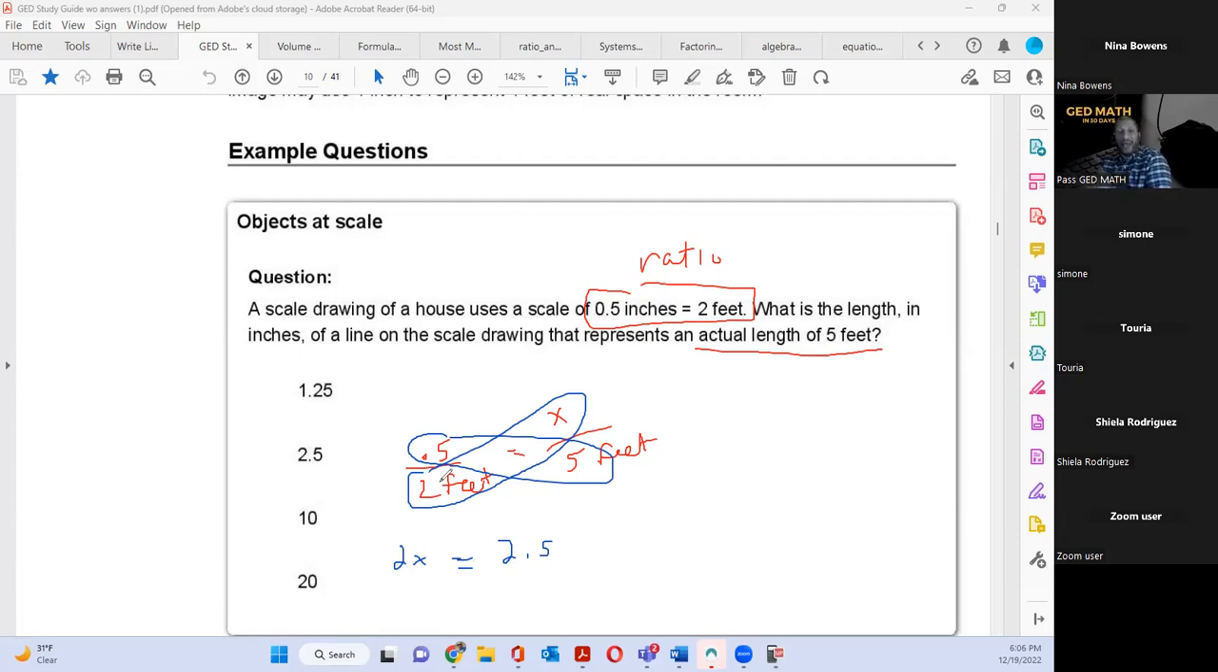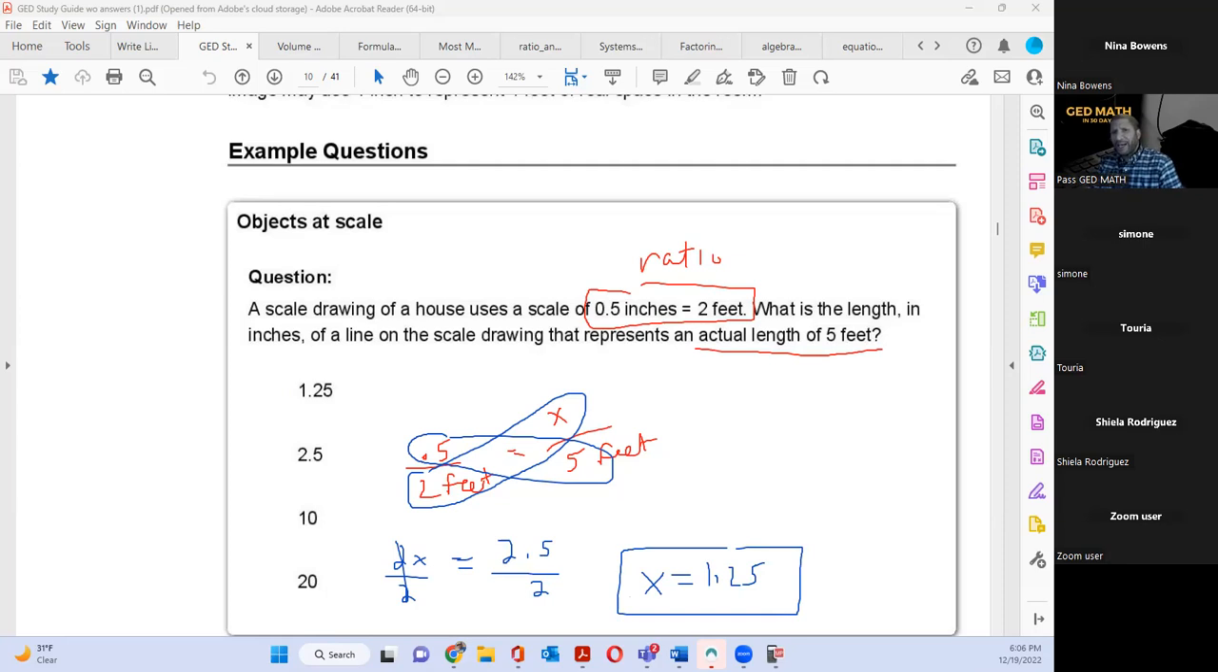This is a one-step algebraic equation. You must know how to do this. In order to get x by itself, somebody suggested we divide both sides by 2. So we get x is equal to 1.25. That's how you solve this algebraically, by cross multiplying. Okay, well, watch this. All right.